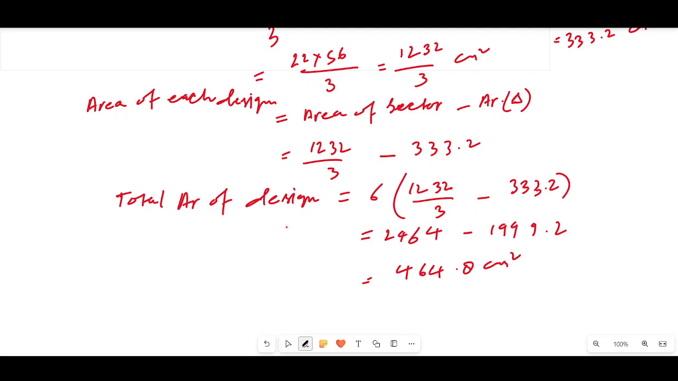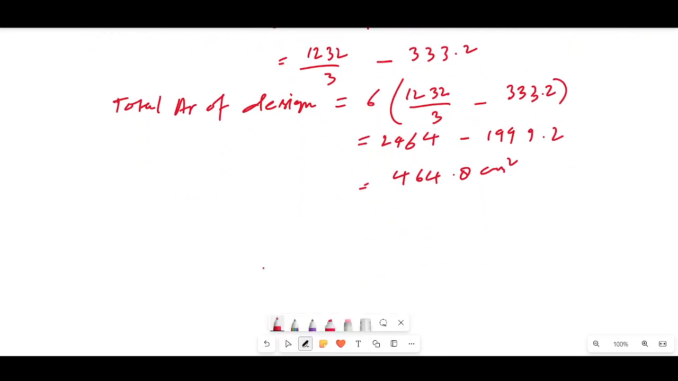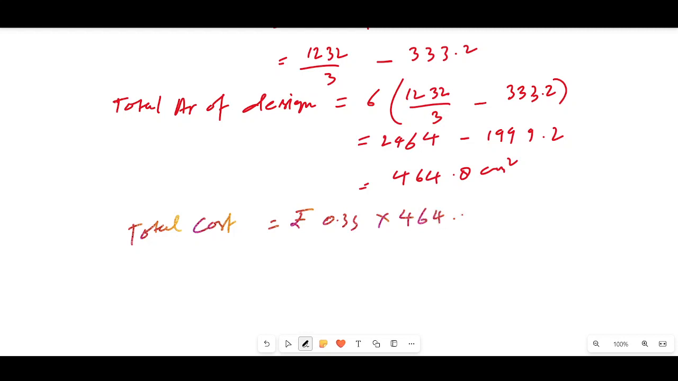So total cost of, now total cost will be area of each design is 0.35 rupees. So 0.35 into 464.8. So after multiplication we will get 162.68 rupees. Clear? So this is the whole solution of this question.